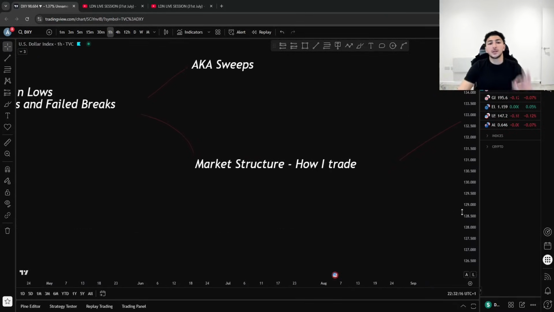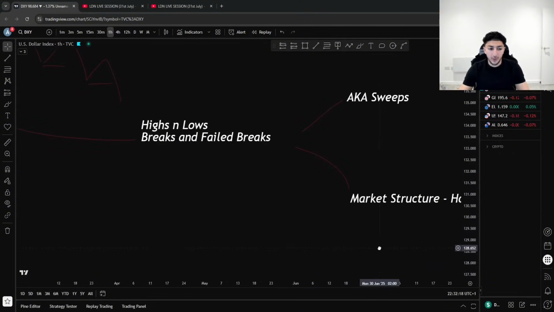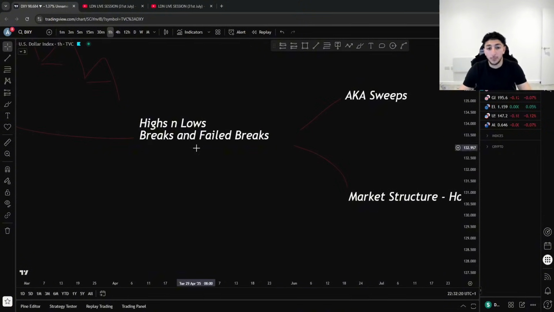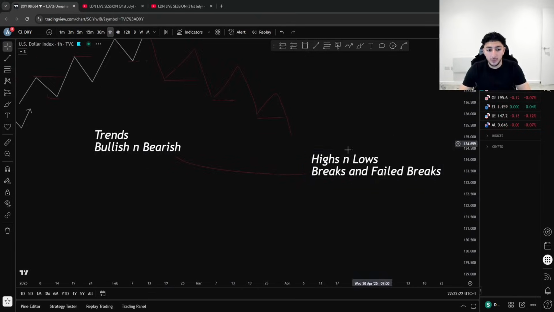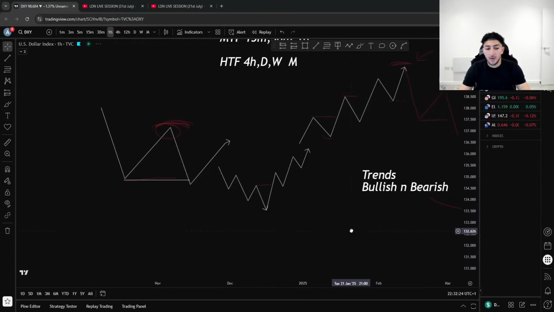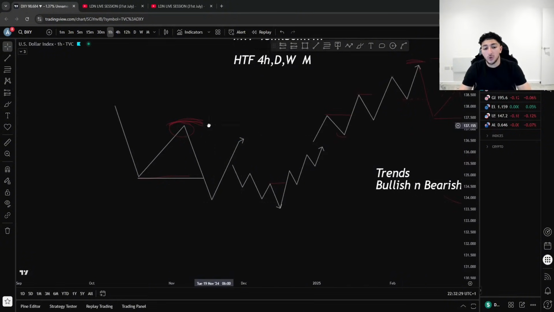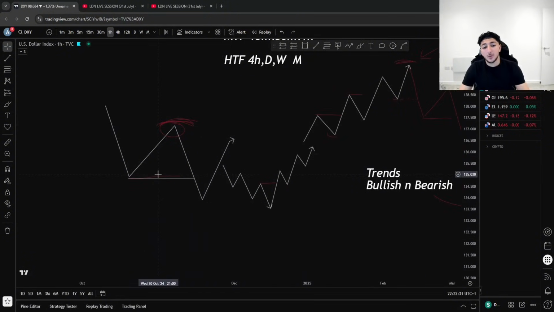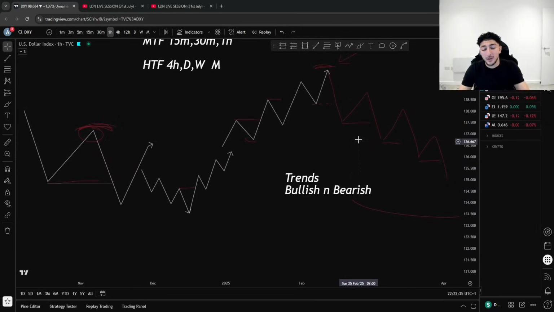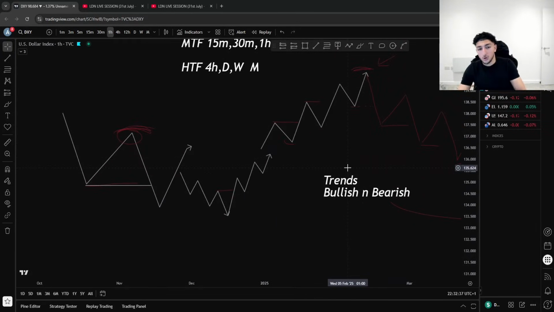So just to quickly conclude, market structure, how I trade. Based off highs and lows, breaks and failed breaks, also known as sweeps. Obviously, the trends, bullish and bearish, you all know this. If the price is moving in a downtrend, making lower lows and lower highs, the retracement's obviously going to be making the opposite, higher highs and higher lows. We need that shift in market structure to determine the next draw, the big low, the big highs, and then trade towards. And then after that, you can get your setups towards that.